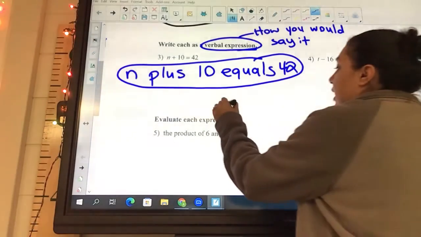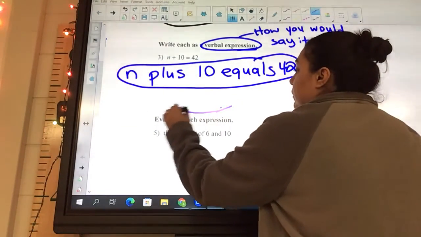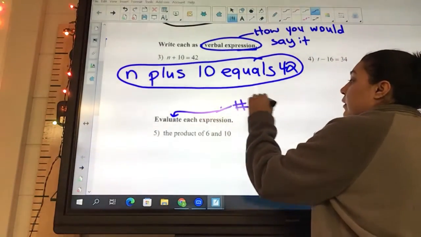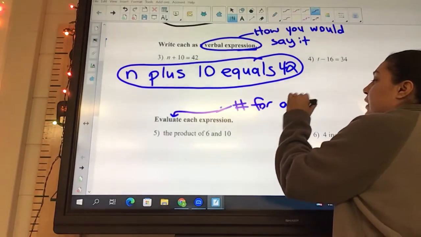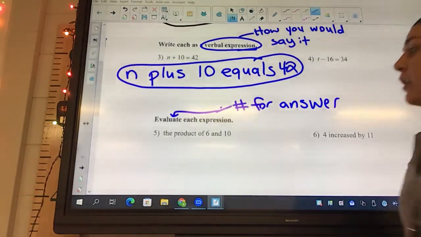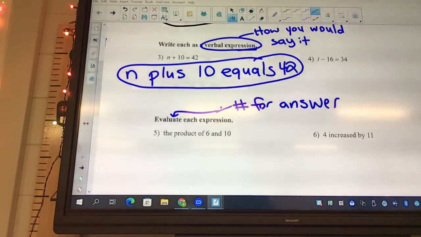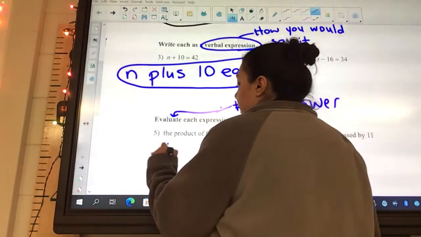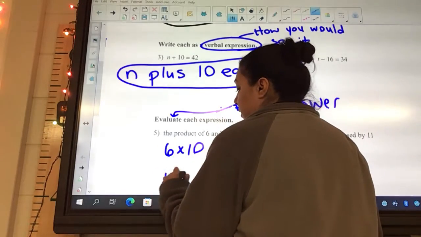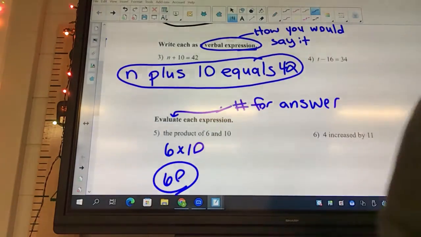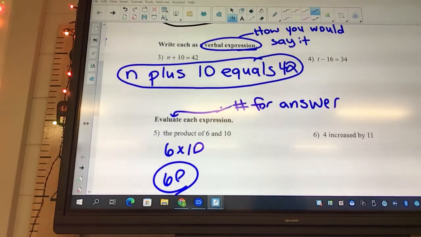Okay, evaluate each expression. So that means that you should have a number. Evaluate means you should have a number for an answer. So it's kind of like just a regular old math problem. The product of 6 and 10. What's product mean? Answer with multiplication. So multiplication of 6 and 10 is what? 60. So you got 6 times 10 is really 60. Okay, I don't care if you write down the 6 times 10 part. It's just 60. Okay.